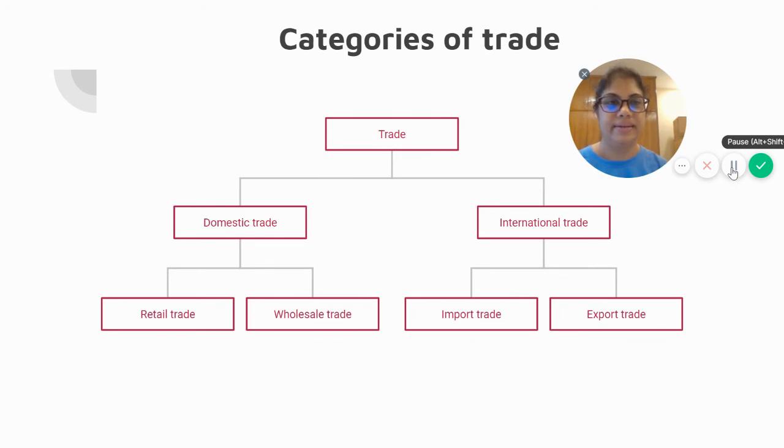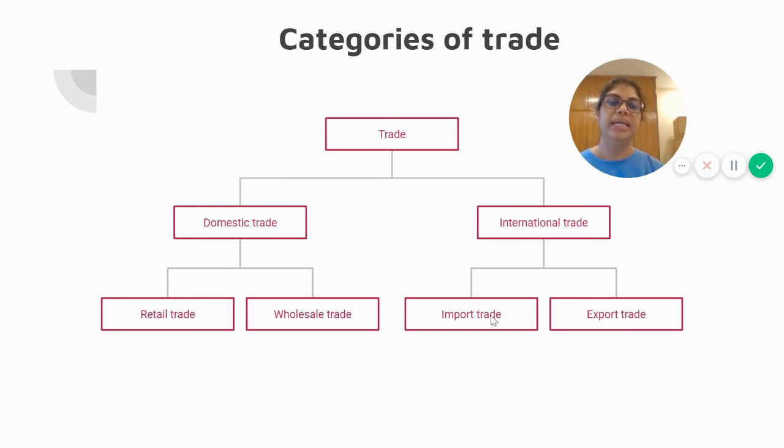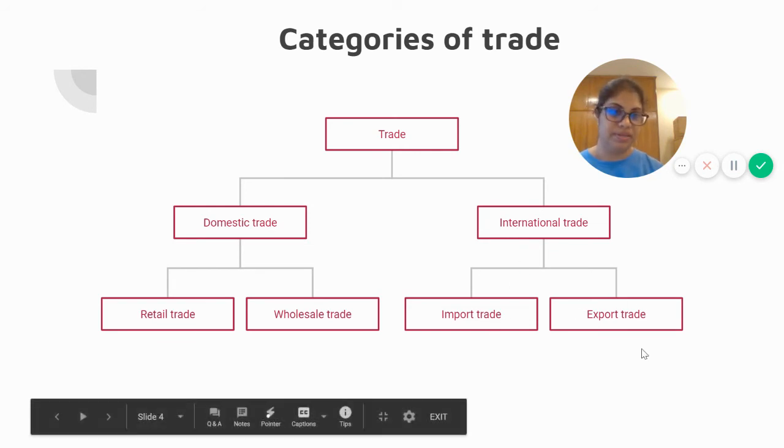So out of the categories of trade, now you all have learned domestic trade and international trade. You know what they are. And in domestic trade, you have a better understanding about retail and wholesale trade. Now we'll pay our attention towards the 2 categories of international trade: import and export trade.